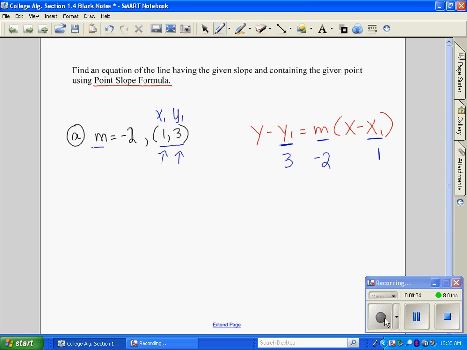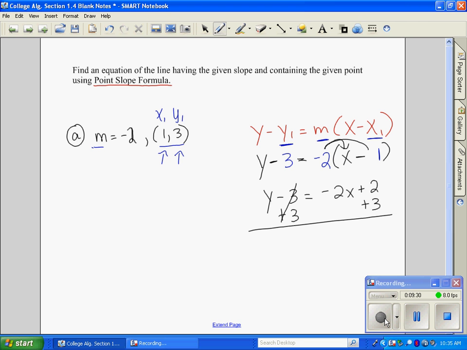Now the rest of the problem, bring it down exactly the same. And now we want to simplify. Y minus 3 equals negative 2 times (x minus 1), and then distribute. Negative 2 times negative 1 is a positive 2. Now let's get y by itself, so add 3. When we solve this and simplify, you get y equals negative 2x plus 5. So this time they ask us to use the point-slope formula to simplify and give an equation.